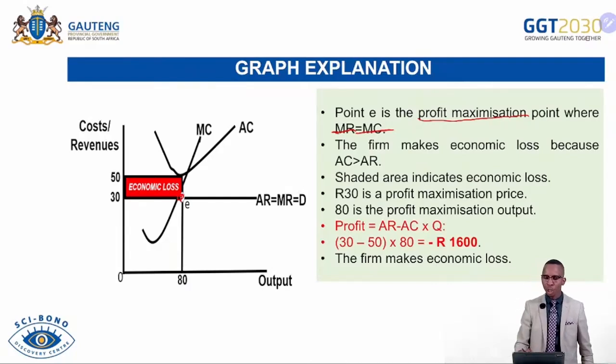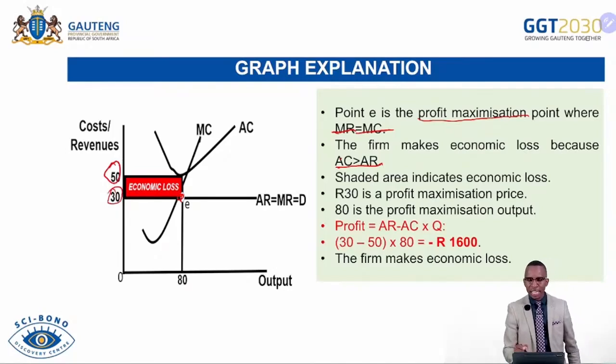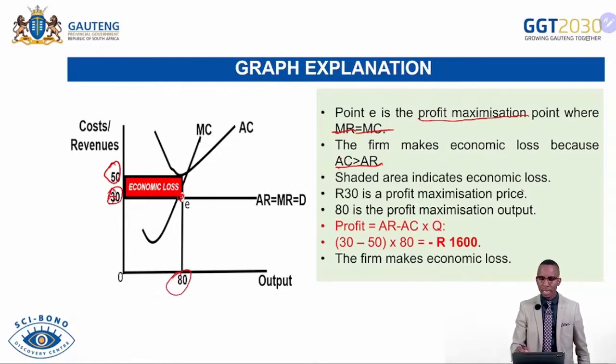The firm makes economic loss because AC is greater than AR, meaning average cost is more than average revenue. There is our average cost being 50 Rand and our average revenue equals 30 Rand. Then the firm is making economic loss. The shaded area indicates economic loss. This area that is shaded in red indicates that the firm is making economic loss. And then 30 Rand, this one indicates the profit maximization price. The firm is selling at this amount to maximize its profit. And then the output indicates the profit maximization quantity or output.